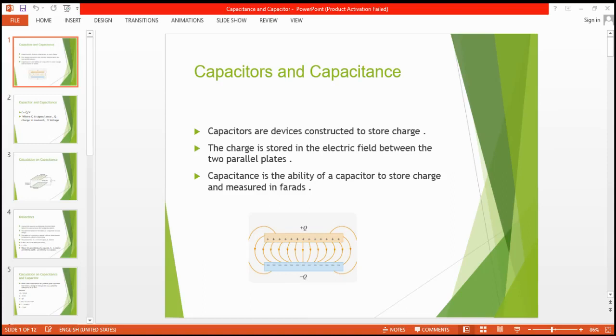Yes, good morning. Today we want to begin this class. I hope everyone is fine. Today we want to study about capacitors and capacitance. This is a very important topic. In this topic, we begin by looking at capacitors and capacitance.